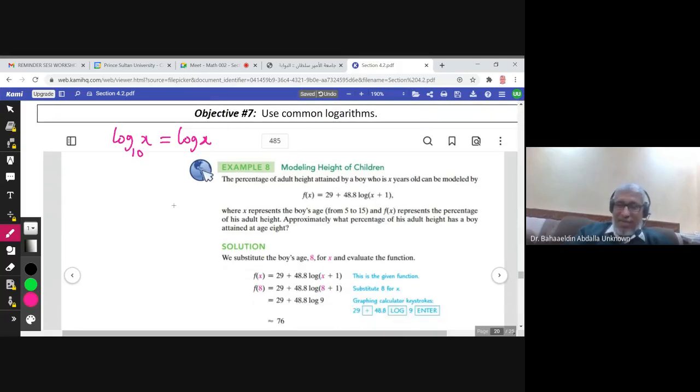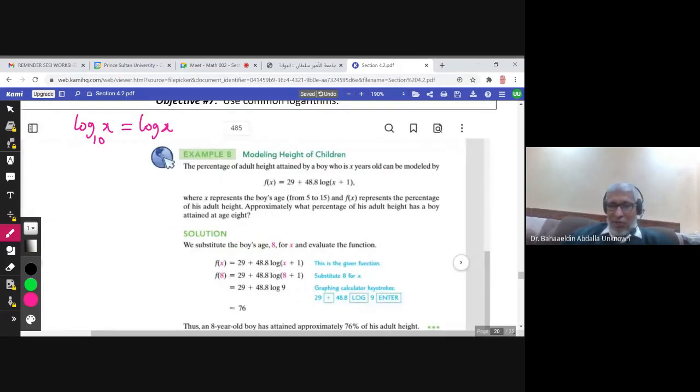So here in this example, modeling height of children, we have log x plus 1. Where is the base? The base is not written. If it is not written, then it is 10. Okay, so the percentage of adult height attained by a boy who is x years old, x is the number of years. How old is the boy? The number of years can be modeled by f of x.